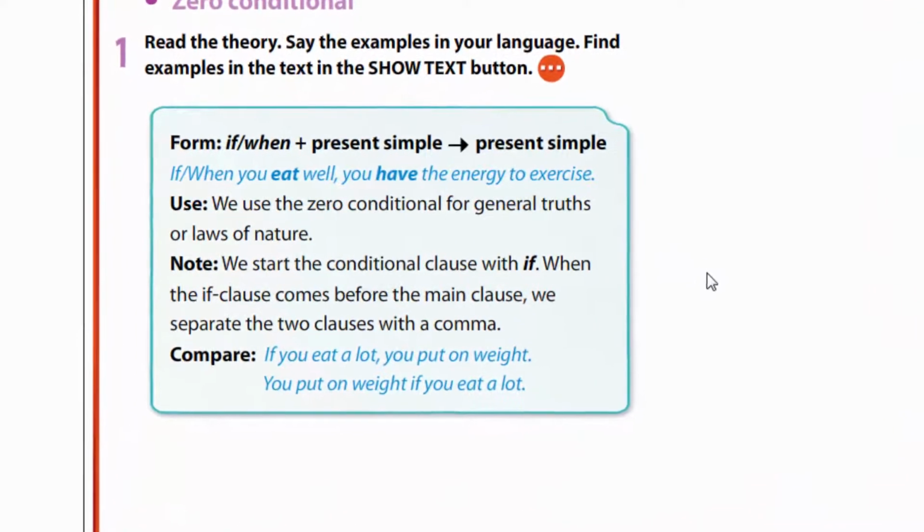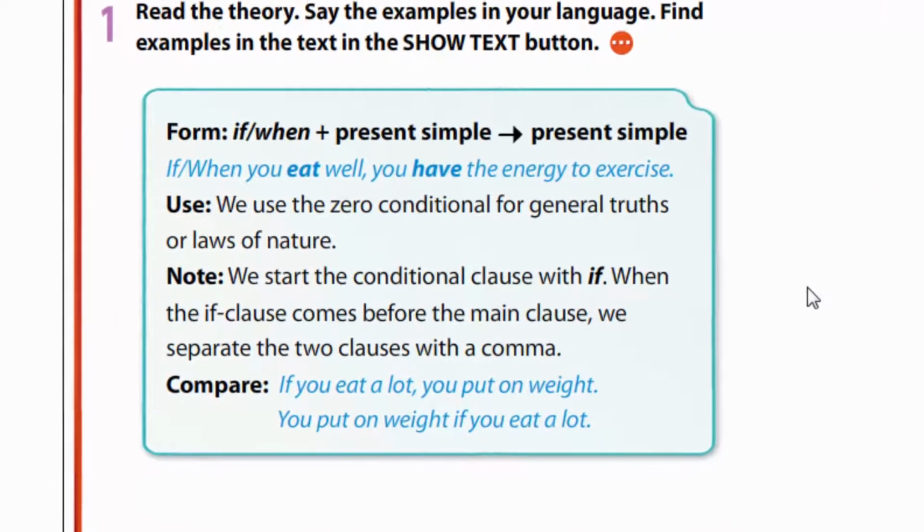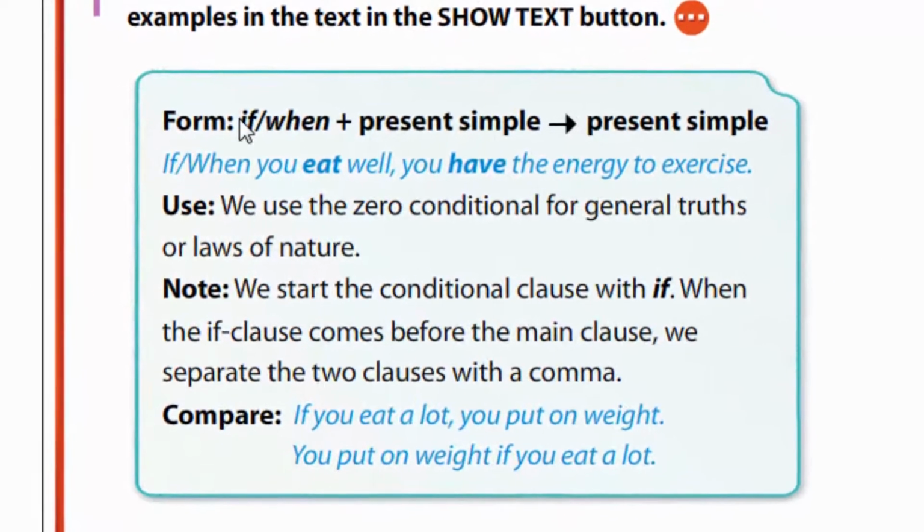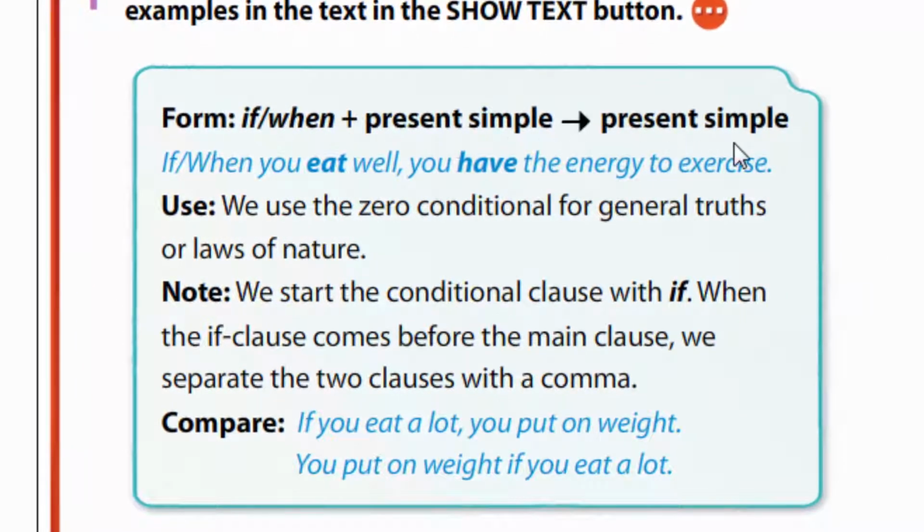As you can see, the sentence consists of two parts, the if part and the main part, which we call a result part. In zero conditionals, we put present tenses in both parts. We use the zero conditional for general truths or laws of nature. We start the conditional clause with if. When the if clause comes before the main clause, we separate the two clauses with a comma.